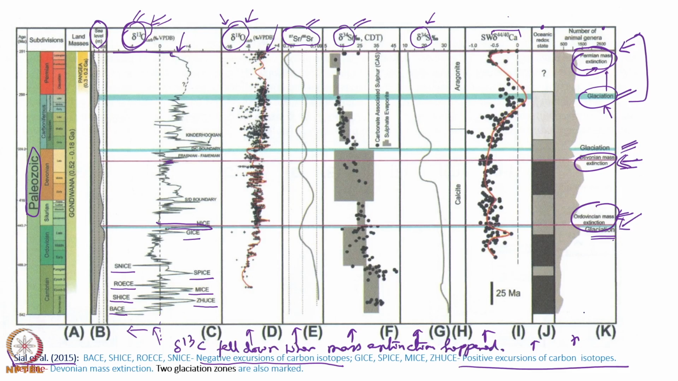The mass extinction is also indicated by the number of animal genera. We can see this curve, it falls down here, here some fall is noted and here again a fall is noted. So, the extinction has affected the number of animal genera.